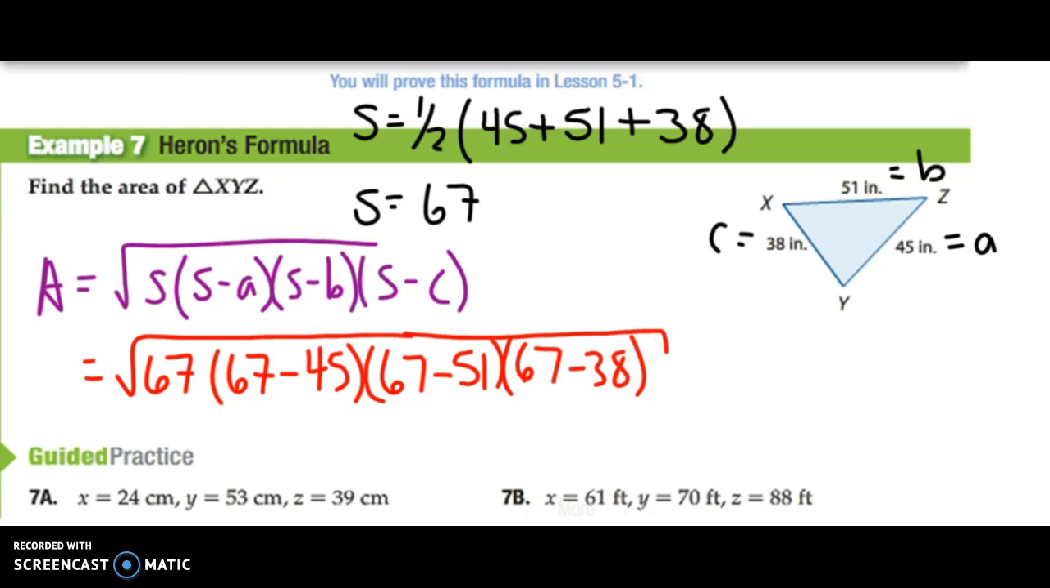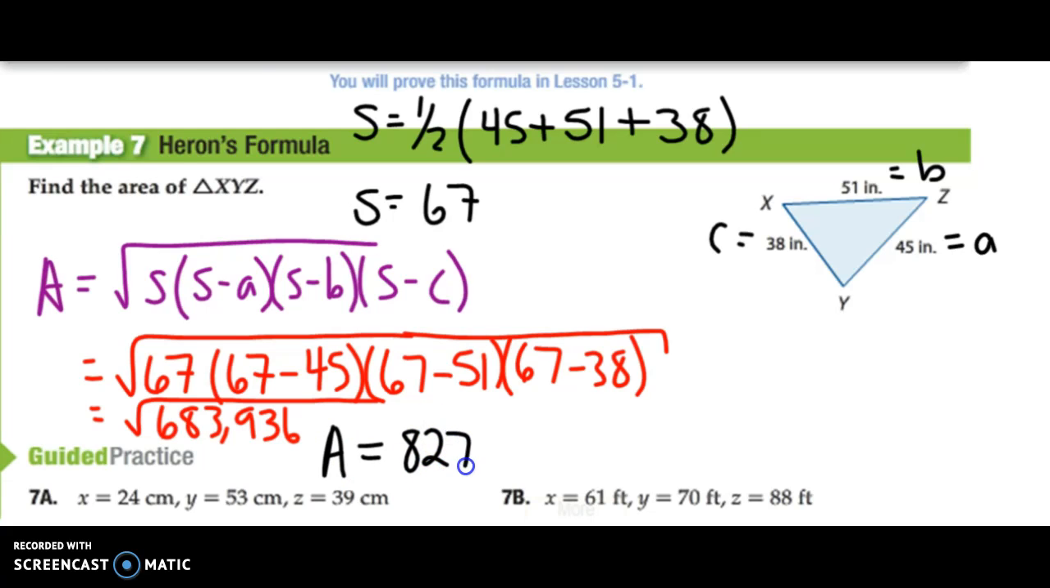I can actually type it in just like this into my calculator. And so just simplifying a little bit farther, I find out that that's actually the same as the square root of 683,936. And so, again, I put that right in my calculator, and I find that the area is approximately 827 inches squared. So, not too difficult, actually pretty easy if you know all three sides of your triangle.